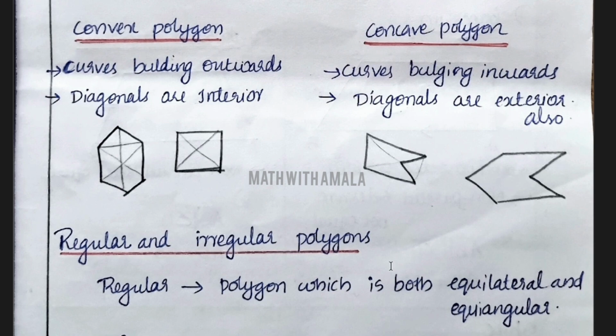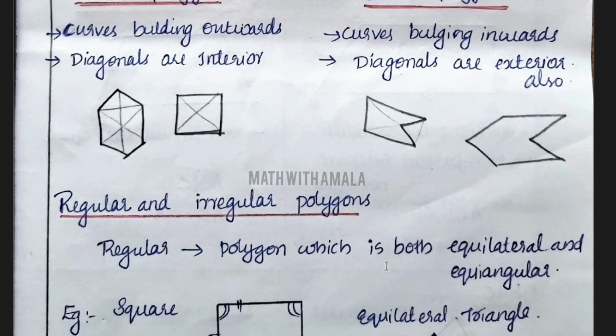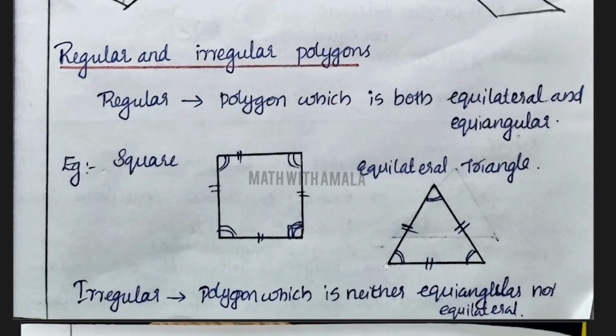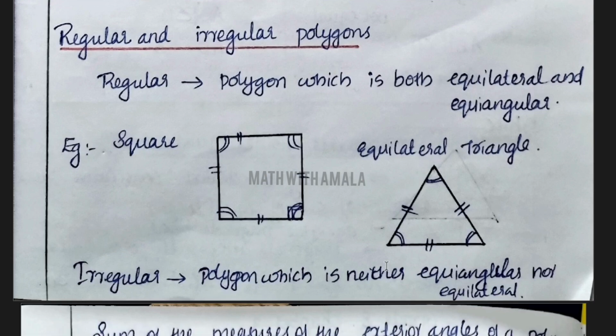Convex polygon means curves bulging outward. Outward curves are examples of polygons. Then the diagonals are interior. When we draw the diagonals, or the lines which are meeting the opposite vertices, they are coming inside. And the concave polygons are the curves which are bulging inwards. The diagonals are exterior also. Okay, like you can see in the figure, they will have diagonals outside the figure also, and there will be curves which are bulging inside.